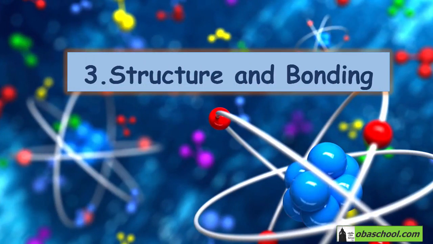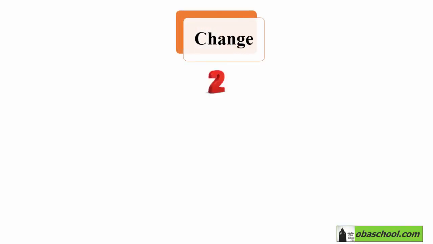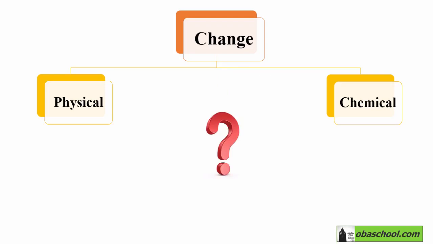In this section, we will learn how atoms change into ions. So we will learn how an atom will become an ion. We already know that there are two types of changes. The first one is physical change and the second one is chemical change. What's the difference between these two?